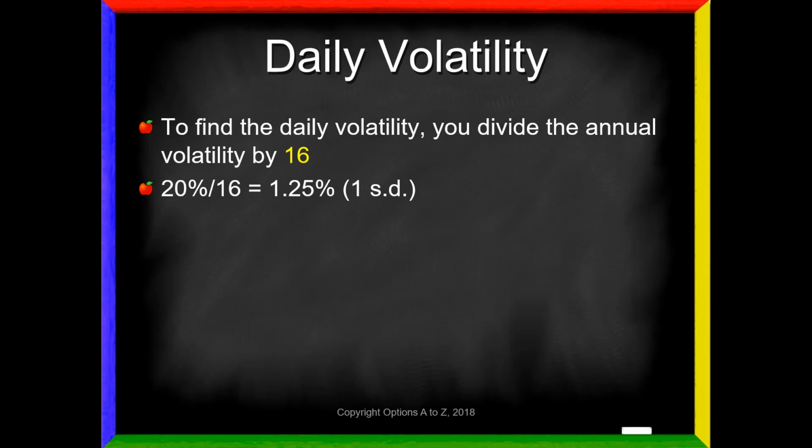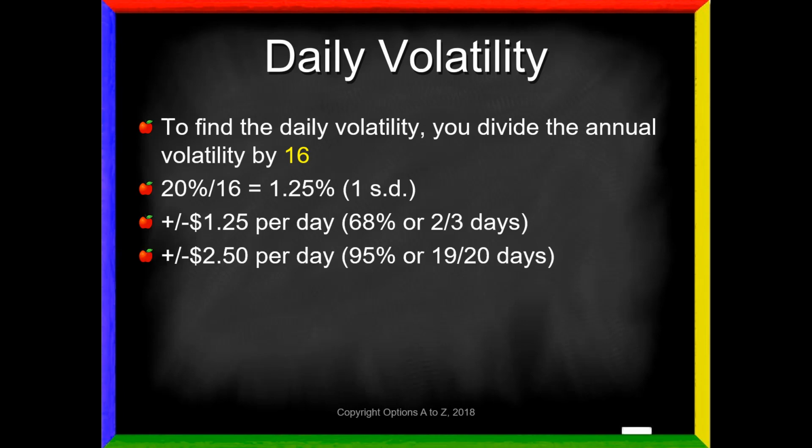So I know that 1.25% of my $100 stock is $1.25. And therefore, I would expect it to move plus or minus $1.25 per day, 68% of the time, or roughly about two out of every three trading days. That's just one standard deviation. So two standard deviations would be $2.50. So therefore, I would expect it to move plus or minus $2.50 per day, 95% of the time, or about 19 out of every 20 trading days. So three standard deviations would be $3.75, and therefore I would expect it to move plus or minus $3.75 almost 100% of the time. That is per day.